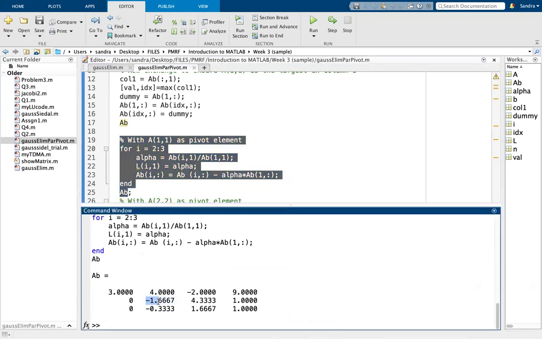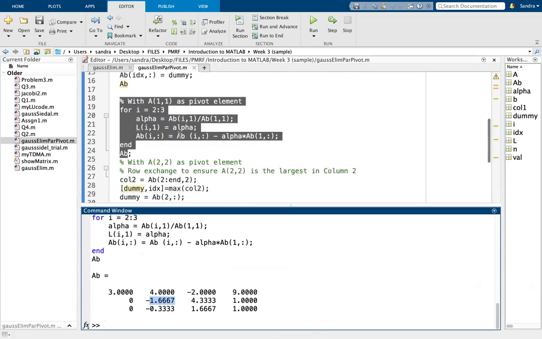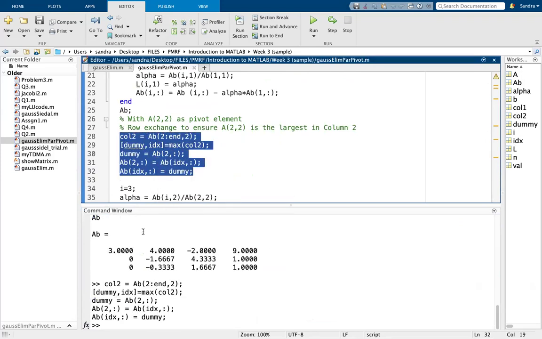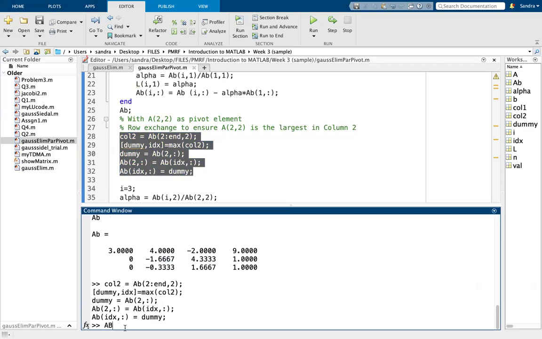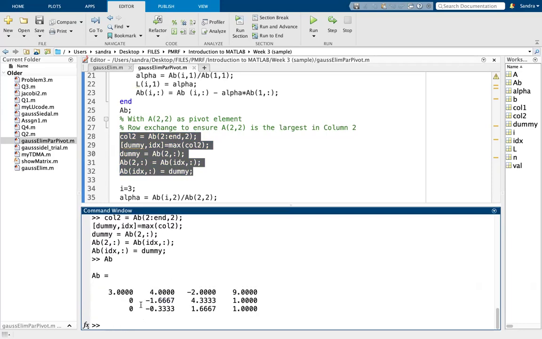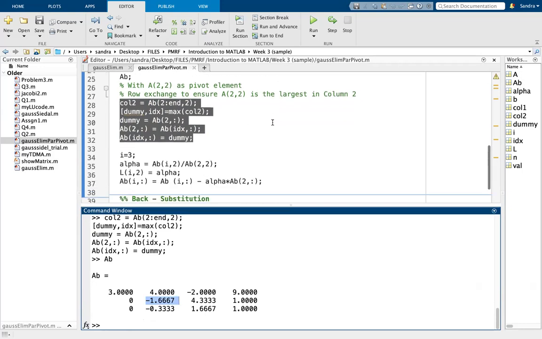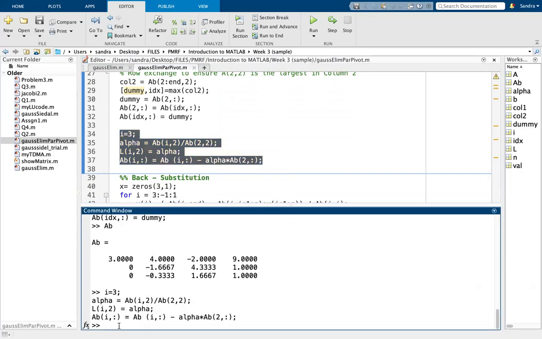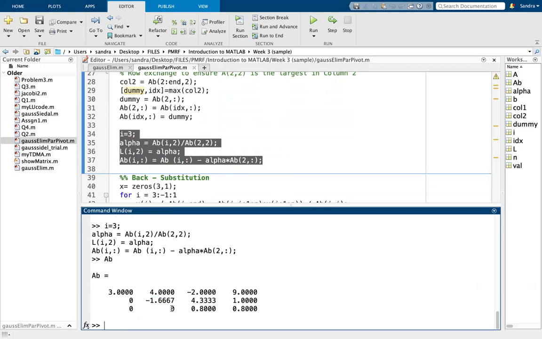Now, which is my next pivot element? That is 1.667. Among these two, 1.667 and 0 minus 0.33, this is the highest. I'm only worried about the absolute value, not about negative or positive. This is the highest, so ideally it should not exchange. Let me again do the exchange operation and see what will happen. Let me see what the AB looks like. Yes, AB hasn't changed because this is the highest element. Now again I'm doing the Gauss elimination. Let me look at AB again. You can see this element became 0.